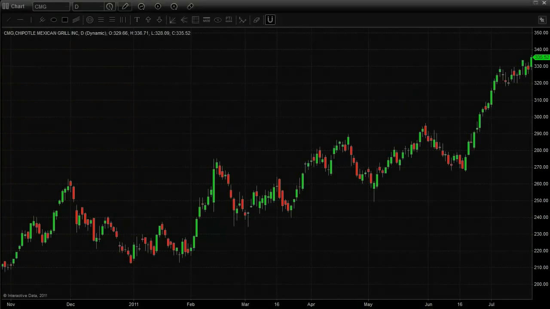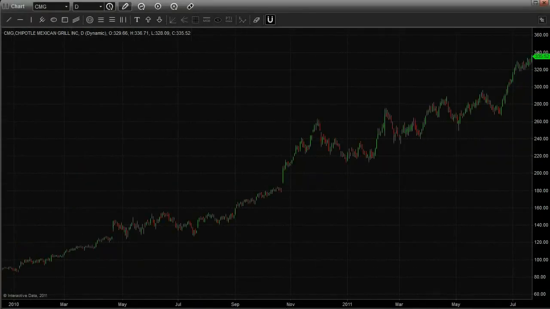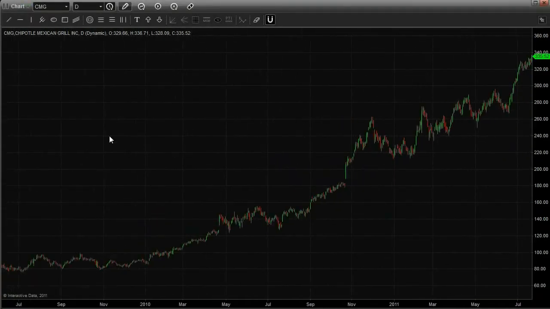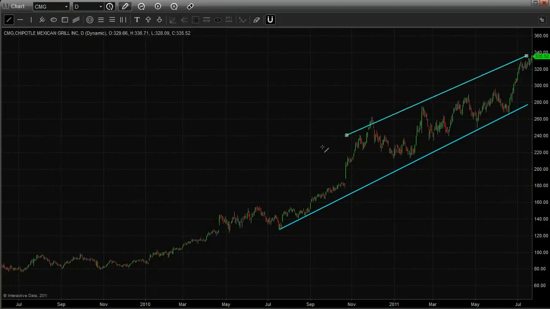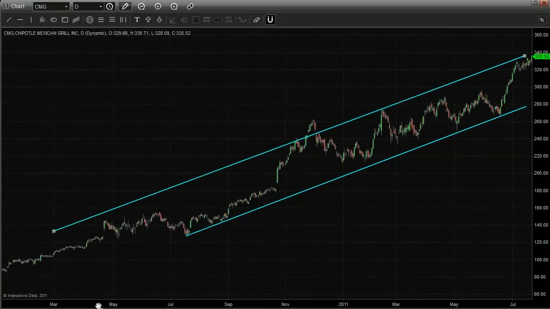This is a chart on CMG, Chipotle Mexican Grill. This is also a daily chart. Let's zoom out on this. You can see this is another stock that had a strong uptrend. We're going to draw a lower trend line here, and we'll draw an upper trend line. And you can see it's been trading in this channel.